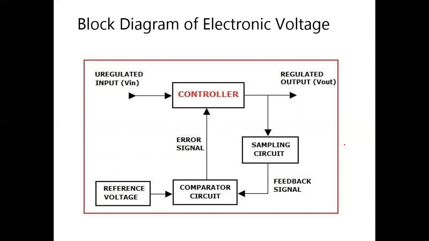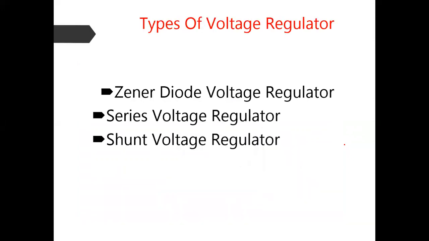So the unregulated voltage input is given to the controller, then it is given to the sample circuit. It will be compared in the comparator circuit using the reference signal. If you are taking the signal from the unregulated input, then sample, you are taking some samples from that, then you have to compare with the reference voltage. If it is the same, you will get it in the output, that is the regulated power supply output. So the types of regulator are the Zener diode voltage regulator, series voltage regulator, and shunt voltage regulator.